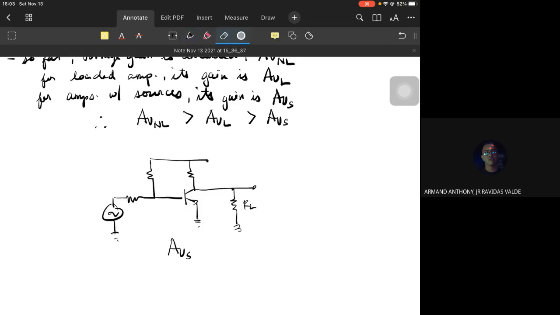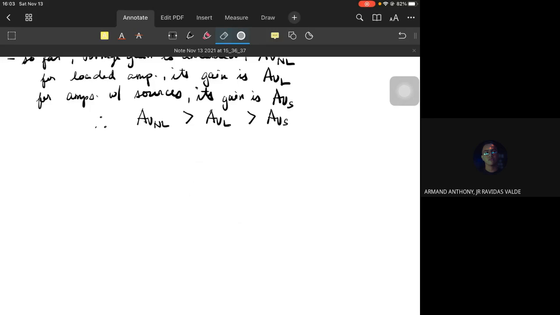But we'll be referring to three different tables lang. Kay lahi ang table for unloaded, lahi ang table for loaded, lahi ang table for with the effect of the source. So, hasol lang gamay. Pero naa pay another way, no? Option number 2.